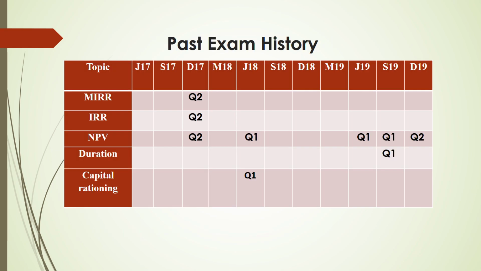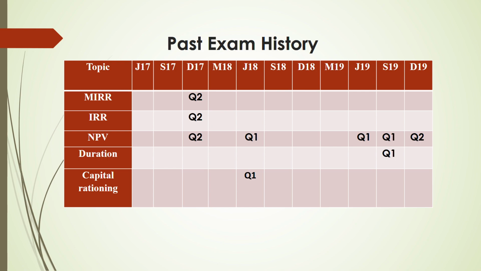If you see, starting from June 2017 till December 2019, MIRR came once in December 2017. But you have to check for 2020 and 2021 on your own to see whether MIRR came or not. But that does not mean that since MIRR came only once, it will not come. So please don't be relaxed and don't ignore it. You have to study. This is just for understanding that some topics are more important than others. IRR also came in the same paper in question number 2 as MIRR. Usually IRR and MIRR are asked together because there's a comparison between these two methods.